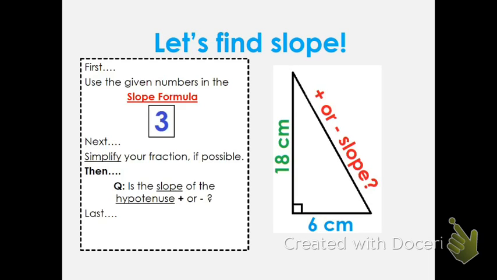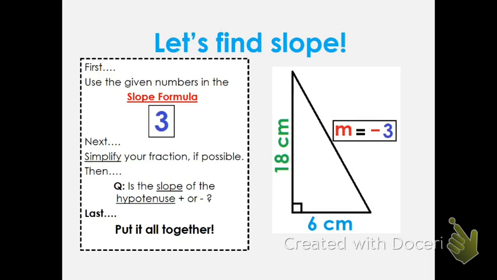And then we're asking ourselves, is this a positive or a negative slope? So is the hypotenuse of this triangle, does it have a positive or a negative slope? And this is a negative. So we're going to put it all together. So m is equal to negative 3.